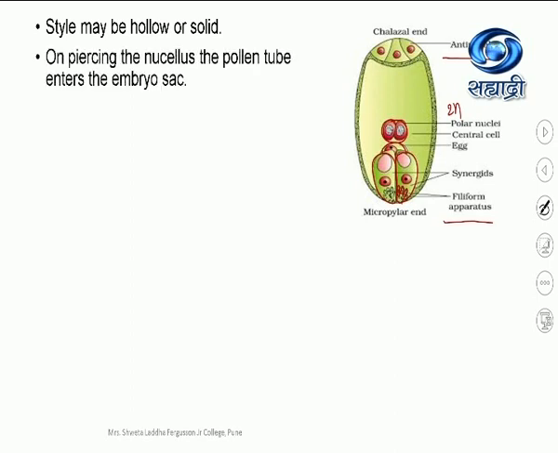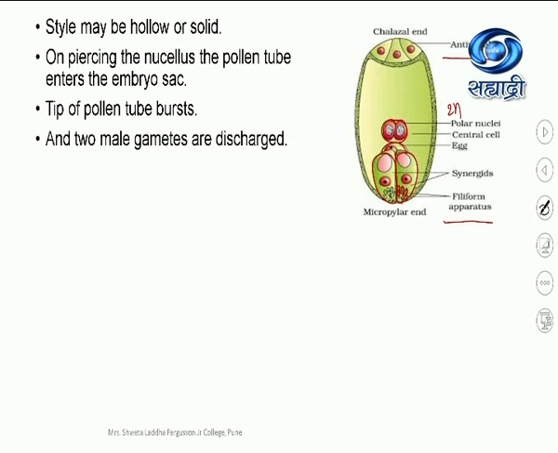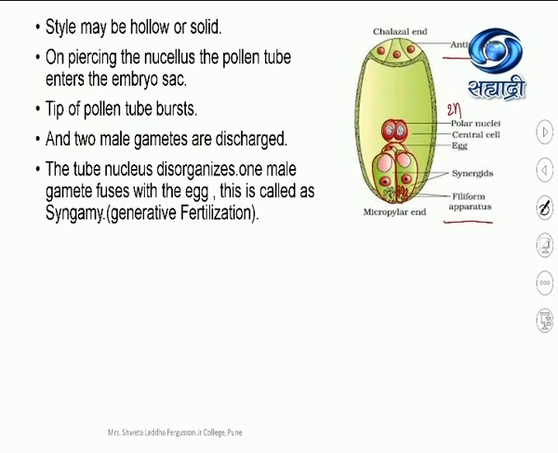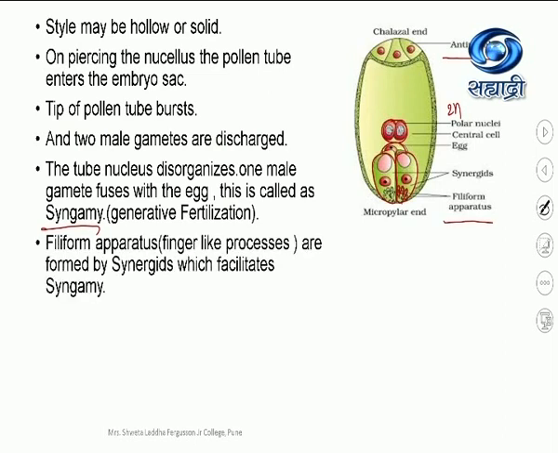On piercing the nucellus, the pollen tube enters the embryo sac. The tip of the pollen tube bursts. When the pollen tube reaches near the synergid, near the micropyle, it bursts and the 2 male gametes are discharged. The tube nucleus disorganizes and 1 male gamete fuses with the egg. This is called syngamy or generative fertilization. Very, very important definition. When the first male gamete fuses with the egg, this is the first fertilization, and it is called syngamy, or also generative fertilization.